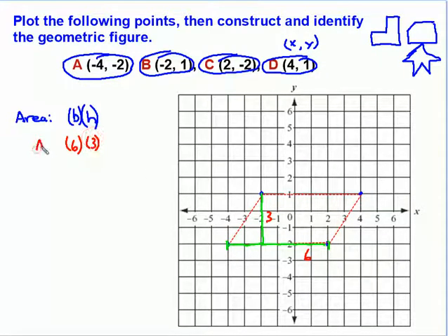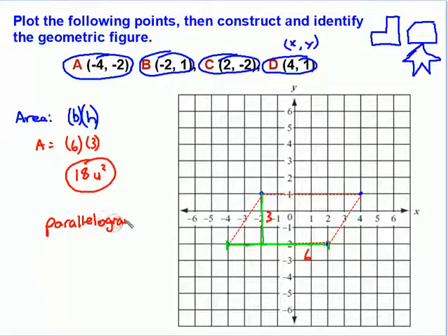And to find the area, we simply multiply those together and we get 18. 18 what? Well, we are not given feet or anything like that. So I'm just going to put U for units, and I'm going to put squared up there beside it. And that will be the area of my parallelogram. Remember, a lot of times the question will ask you what the shape is, so don't forget to put that in there.